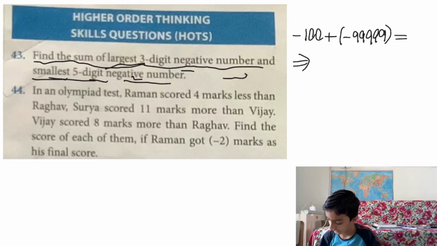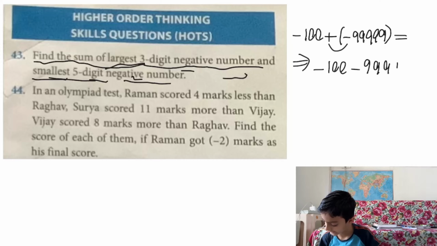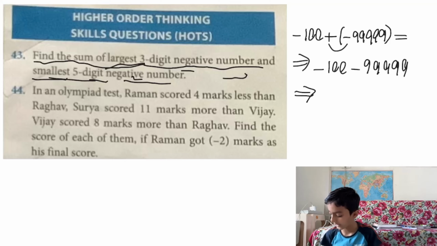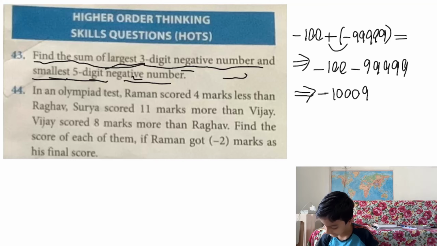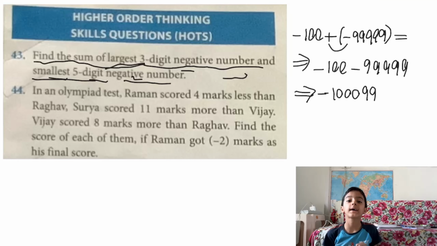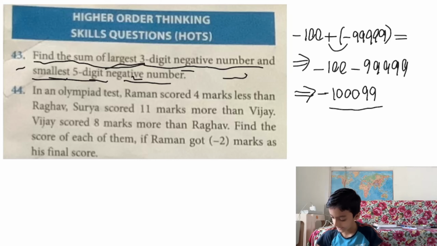Here plus minus will be minus minus. So the result of minus 100 and minus 99,999 is minus 1,00,099. So it is minus. So the correct answer of question 43 is minus 1,00,099.